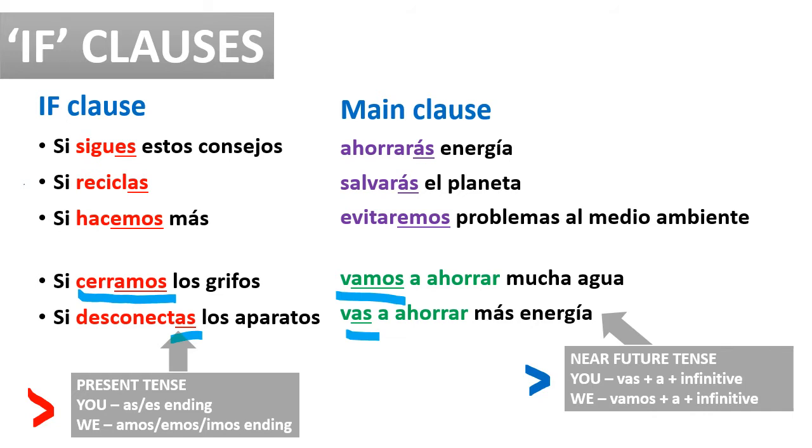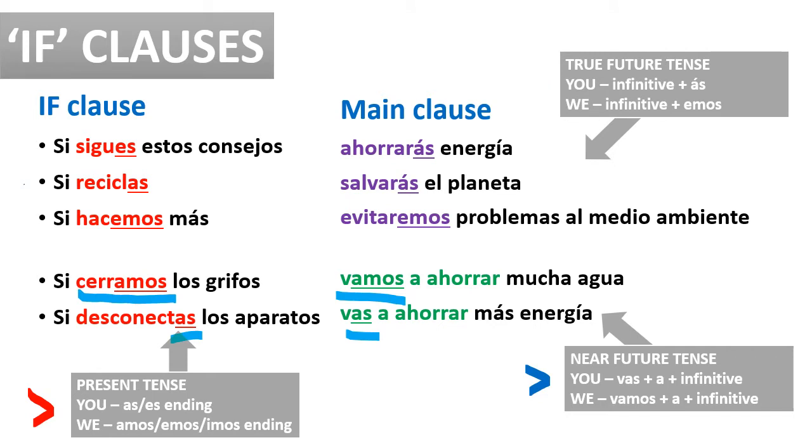If you have a look, the true future is the infinitive plus as or the infinitive plus emos. The good thing is, throughout all of these tenses, you can see the endings are the same. In the present tense, if you are talking about you, it's going to be as, as, as. It's going to look the same. If you are using we in all of the tenses, it's going to be that mos on the end throughout all of them. Regardless of what tense it is, it's just how you form them that'll be different.